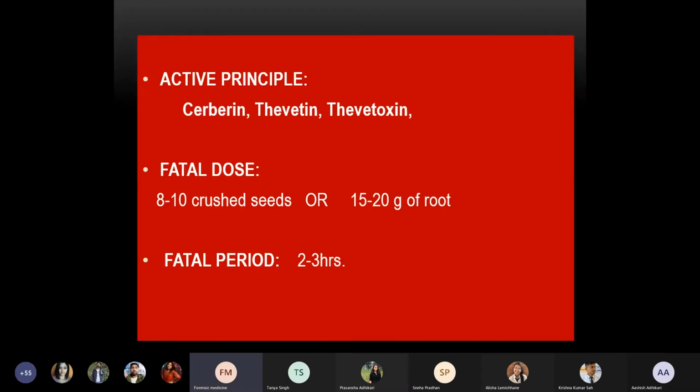Active principles: thevetin, thevetoxin, and peruvoside. So these are the active principles of yellow oleander. And the fatal dose is 8 to 10 crushed seeds. So the seeds should be crushed, or 15 to 20 gram of root. And the fatal period is 2 to 3 hours.